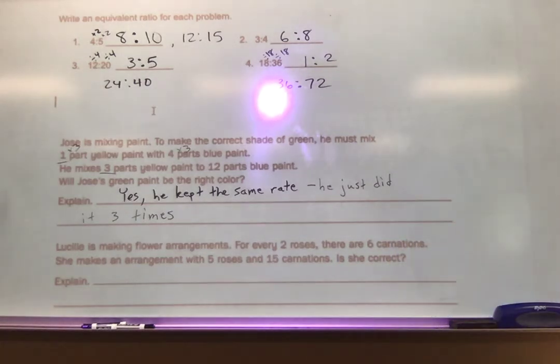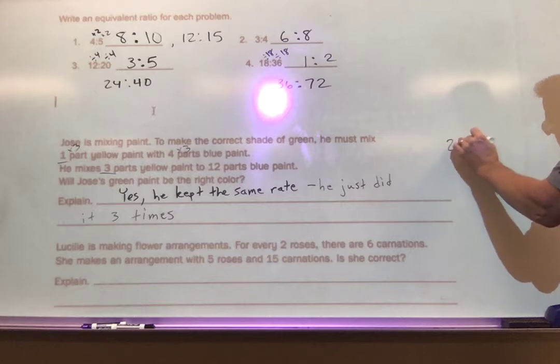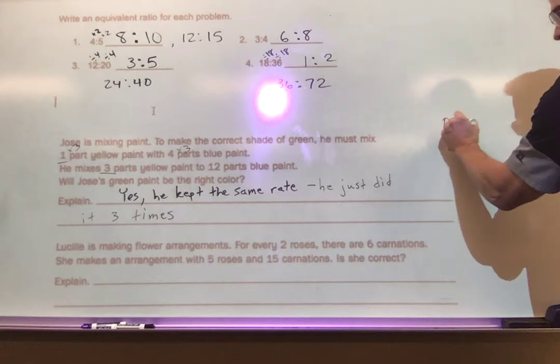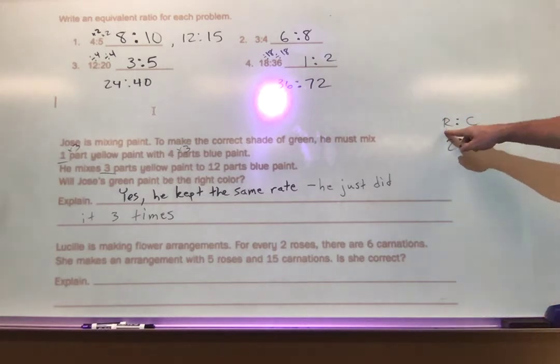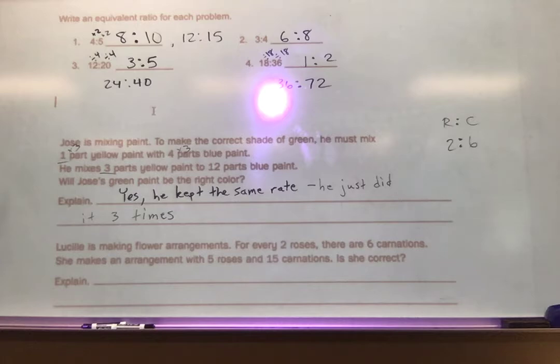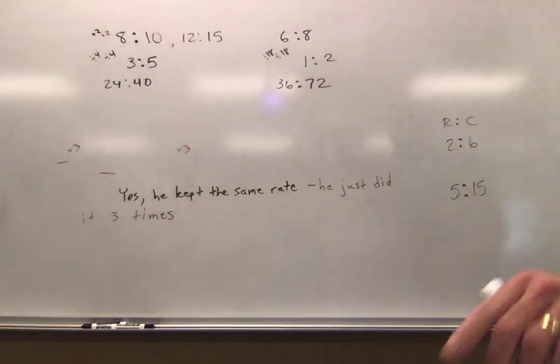In the second one here, Lucille is making flower arrangements, and for every 2 roses, there are 6 carnations. Okay, so I'm going to go over here off to the side and do my quick ratio. It's a 2 to 6 ratio, and I'm going to label up above roses to carnations. We know roses come first. We have to do it in the right order. So for every 2 roses, there are 6 carnations. And she's going to make an arrangement with 5 roses and 15. She wants to get it to 5 to 15.